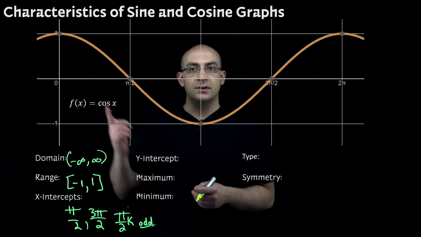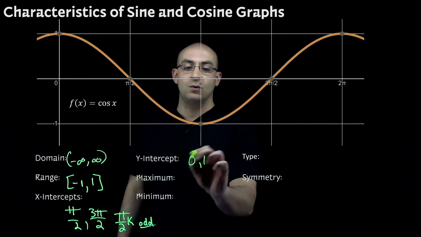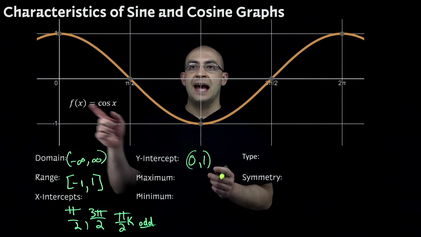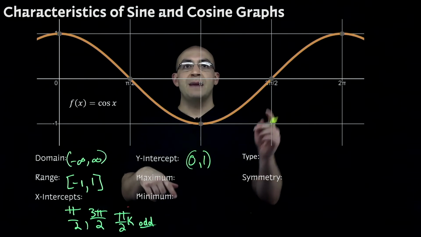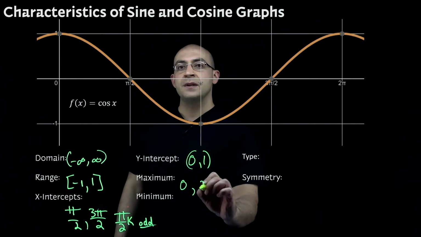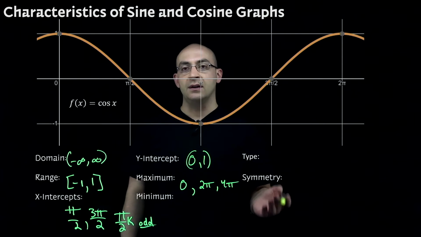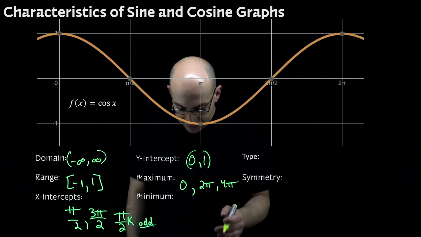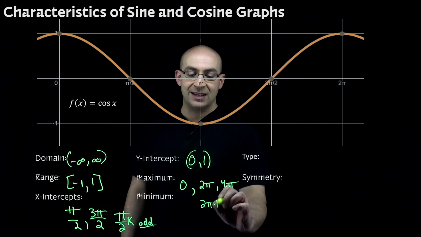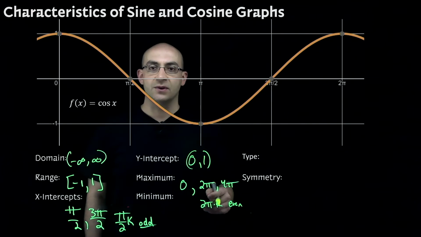Let's talk about the y-intercept. The y-intercept is only 1. The y-intercept is at positive 1, or it's at the value (0, 1). Max values, well, we have maximum values at 1 when it's 0. We have a max value at 2 pi. So our maximums occur at 0, 2 pi, 4 pi, and any even multiple of pi. We can say our maximums will be any even multiple, or 2 pi times k when k is even, right? So 2, 4, 6, 8, and so on and so forth.